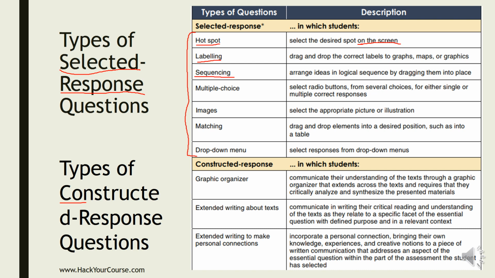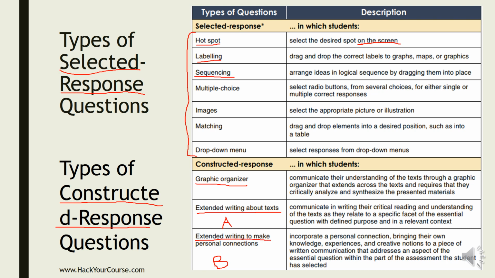Down at the bottom we have the constructed response questions. So these are the longer answer questions. These are the questions where you are deciding what is the best answer to write. We already spoke about the graphic organizer. That's just a great way to bullet point show your understanding of the texts. And then, of course, you have the extended writing about the text. So the first one is for the A, this is the critical analysis. And then the second one is the B, part B, and that's the personal connection.